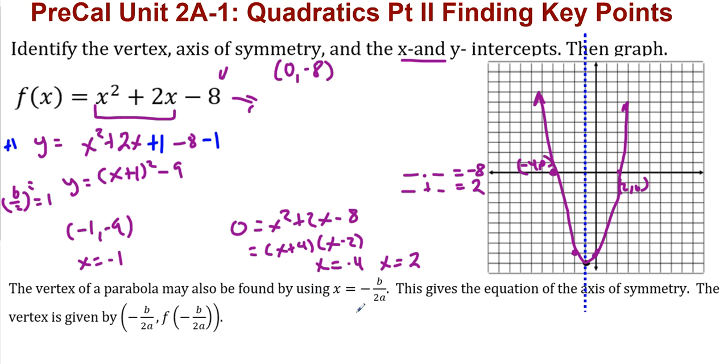And you also may remember that you can find the vertex of a parabola given this, negative b over 2a and f of negative b over 2a. And we're going to use this on a frequent basis as well. Moving on to the next example.